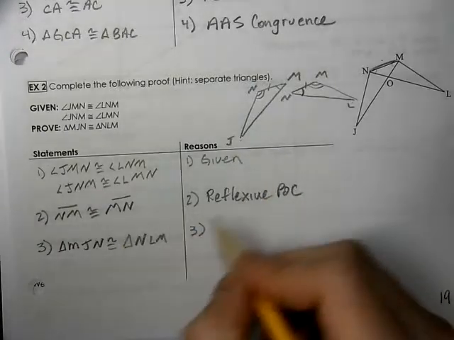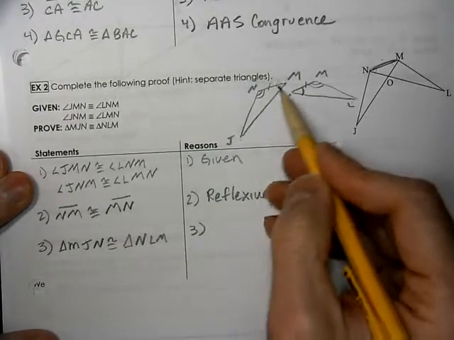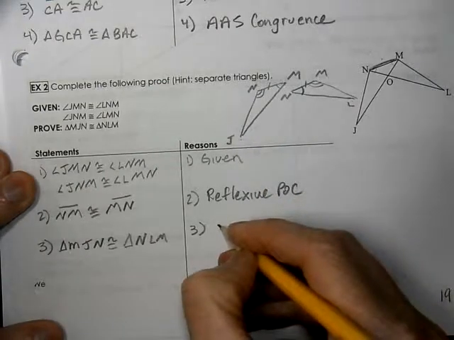Now we know those triangles are congruent because of two A's with the S in between.